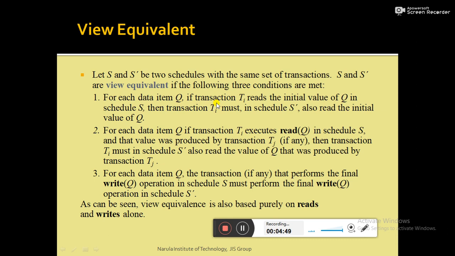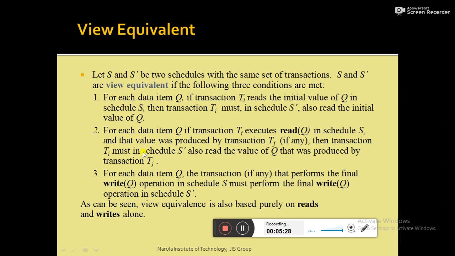So this is the same as the initial read operation. In initial read(Q), if transaction Ti reads the value of Q in schedule S, then in schedule S prime, Ti must be the first transaction which reads the value of Q. The same is applicable for write(Q) also. If a transaction Ti is the last transaction which performs the write(Q) operation in schedule S, then in schedule S prime, the same transaction Ti must perform the final write(Q) operation.